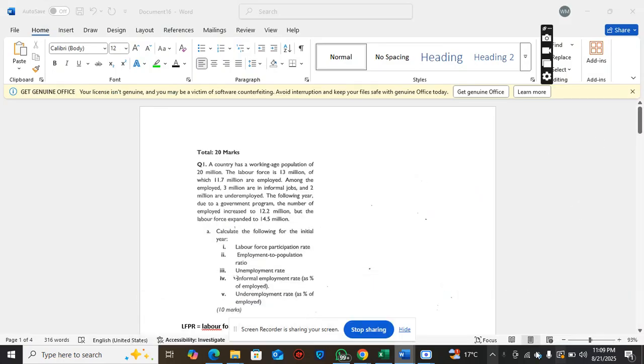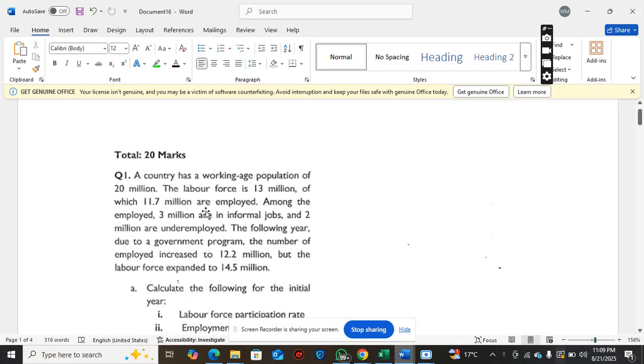Okay, there's this question here. The country has a working age population of 20 million. The labor force is 13 million, of which 11.7 million are employed. Among the employed, 3 million are in informal jobs and 2 million are underemployed. The following year, due to a government program, the number of employed increased to 12.2 million, but the labor force expanded to 14.5 million.